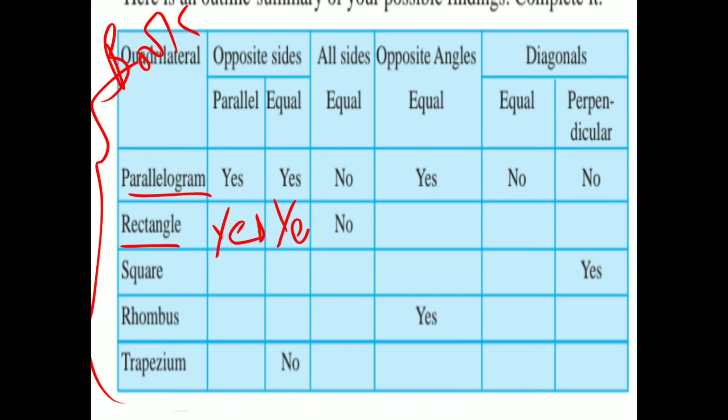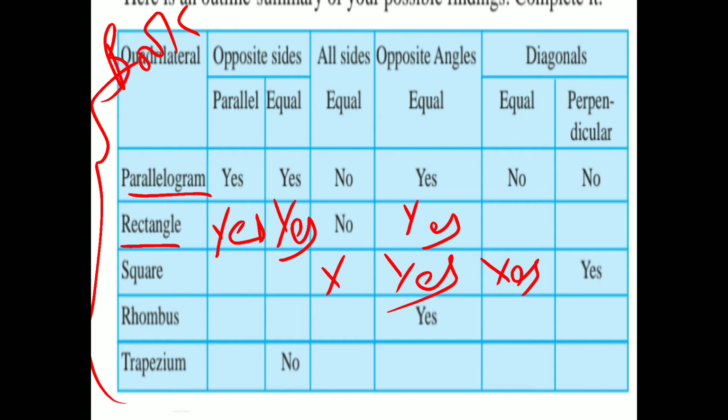This is also yes. All the angles are equal, so opposite angles are equal also. And are the diagonals equal or not? Here the diagonals are not equal and not perpendicular. Clear? Then we talk about square. Square is also a parallelogram in which all sides are equal, so the answer is yes. And each angle is 90 degrees, so angles are also equal. Clear? So are diagonals perpendicular to each other? Yes, diagonals are perpendicular to each other, and diagonals are equal also.